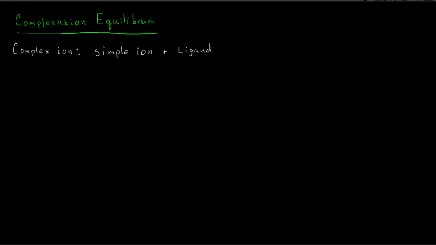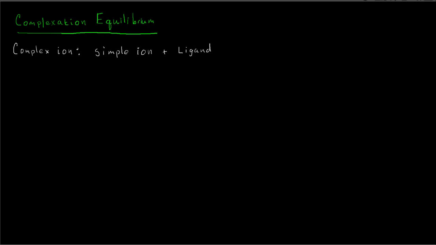This video is about complexation equilibrium. So to begin with, let's remind ourselves what a complex ion is. A complex ion is usually a simple ion combined with, or attached to, chemically bonded to, another atom or molecule that we call a ligand. A ligand can really be anything. Oftentimes it is another ion, but it doesn't have to be.